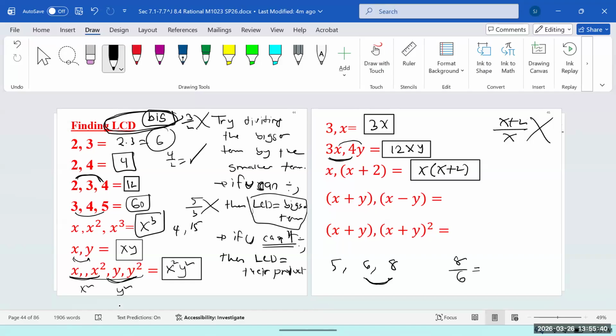Because for variable, if you cannot divide, you multiply them. That's the rule. If you can divide, then the bigger one is the answer. For example, if you have x squared, x cubed, and x, you can divide all of them by x. The biggest one is this one. So this is your answer, x cubed. But if you cannot divide, then you have to multiply them.